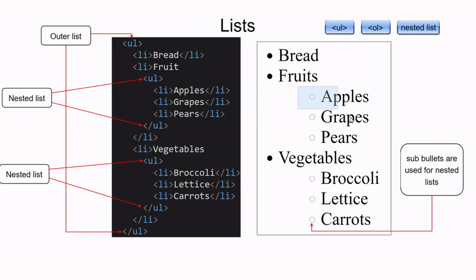To get these nested lists, we're going to put our nested list inside of one of these list items. So we know that these three subpoints belong to this main point. We know that apples, grapes, and pears belong to fruits. All right, let's go ahead and write some HTML.